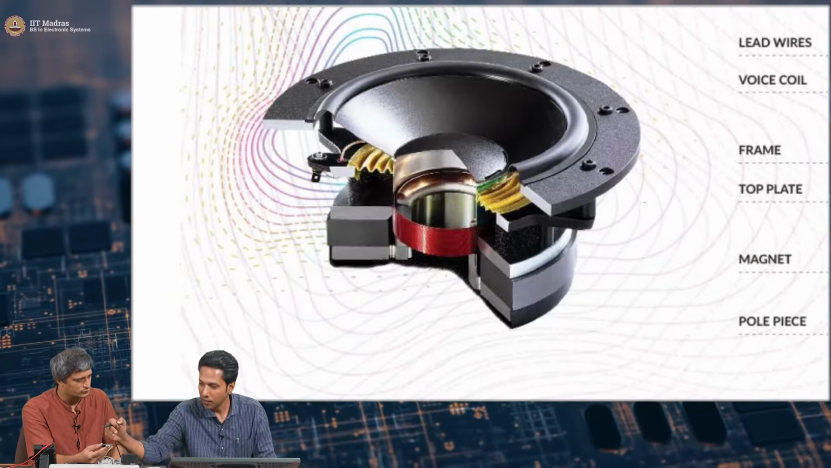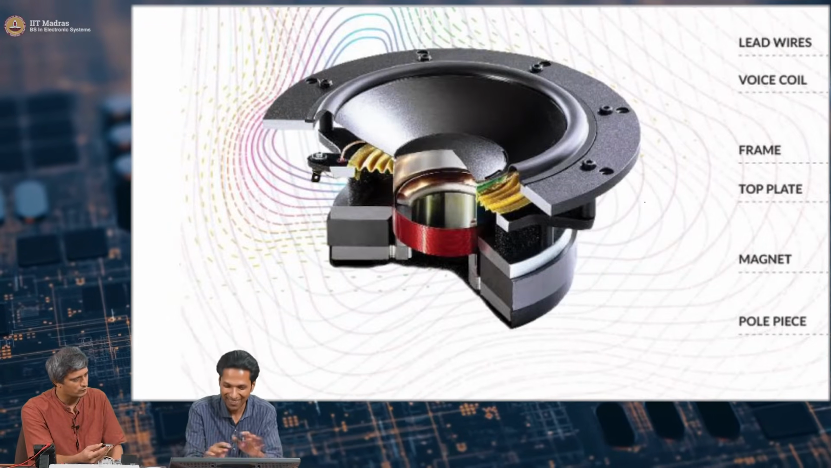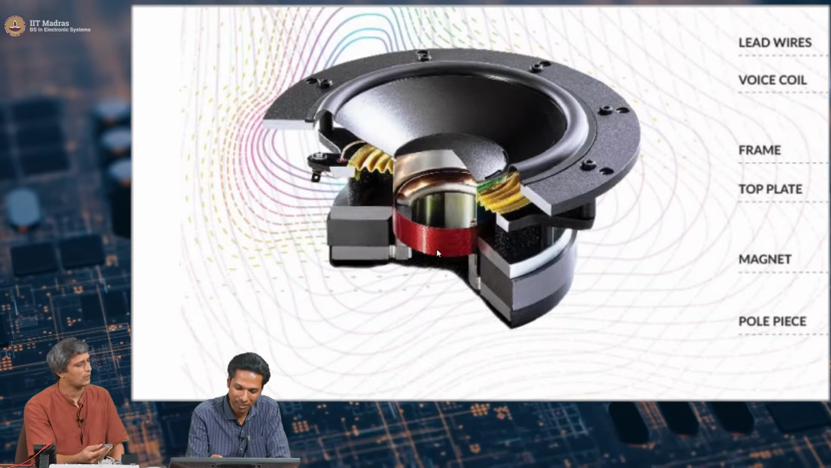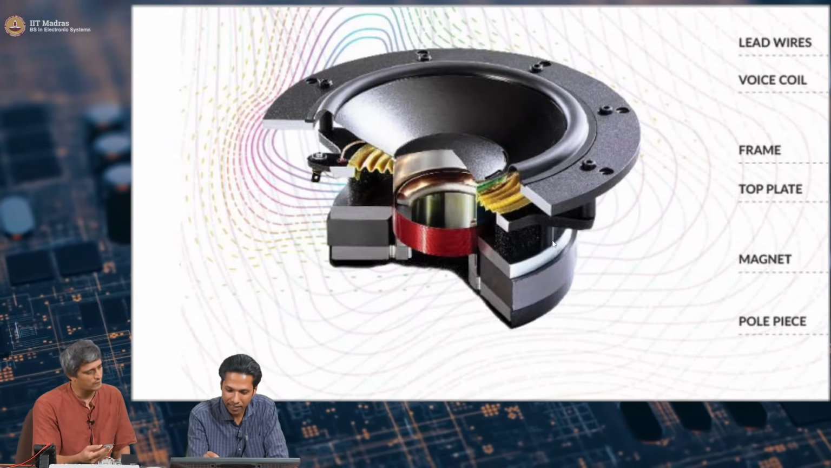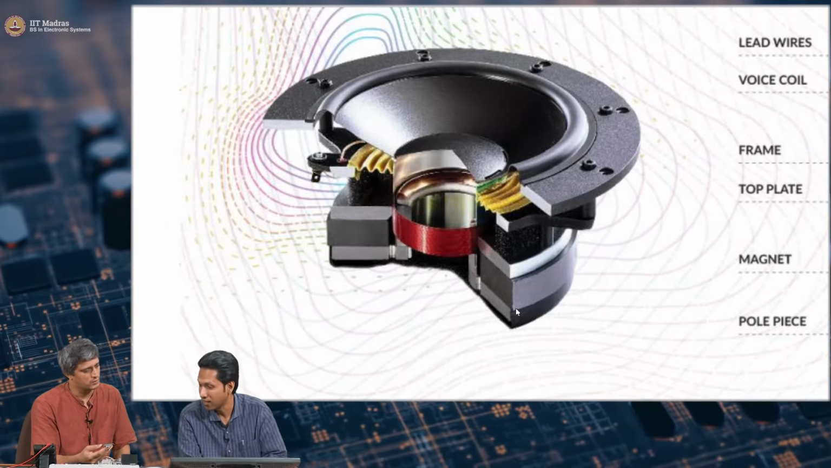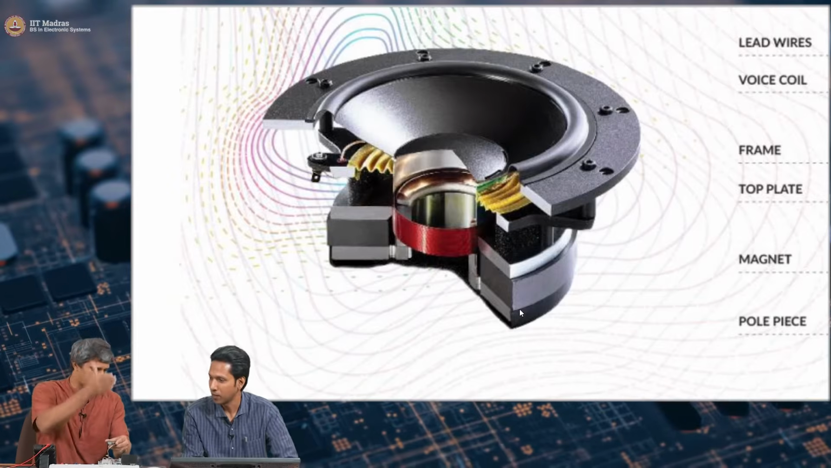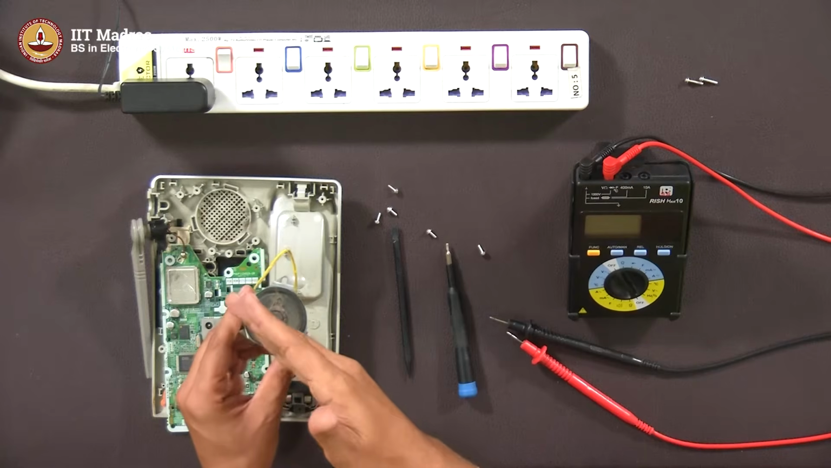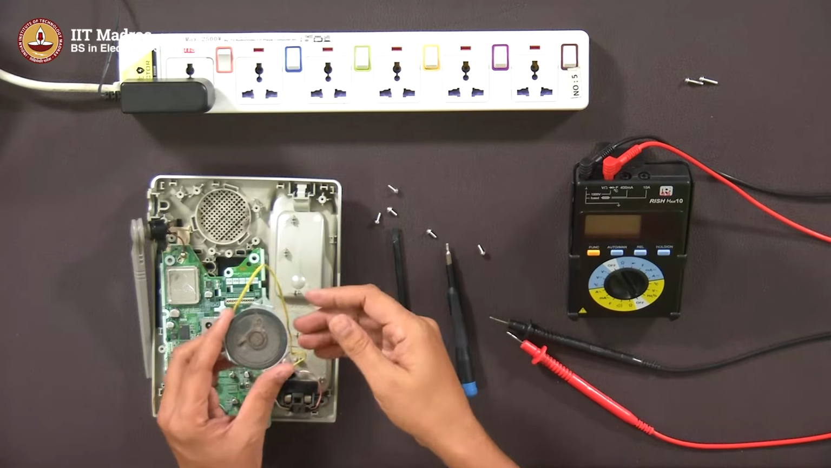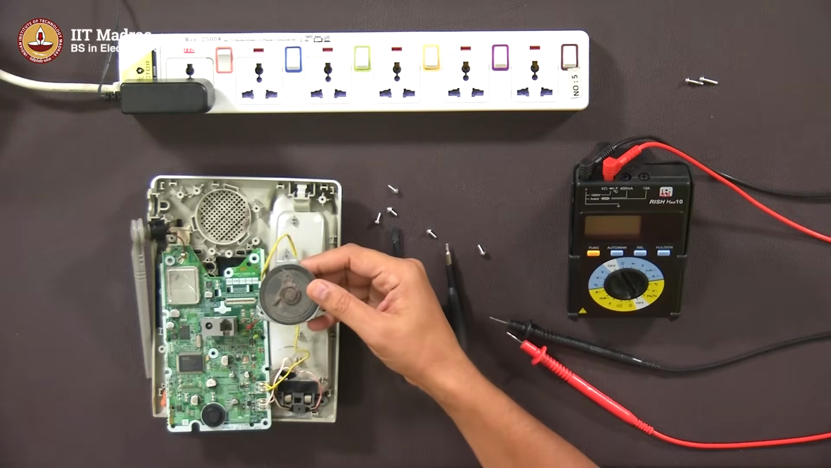I actually have a better figure here that can be used for explanation. So this is basically a cut section of a similar type of speaker. I cut it like this, vertically, and then look at it from the side. So you see the diaphragm here.